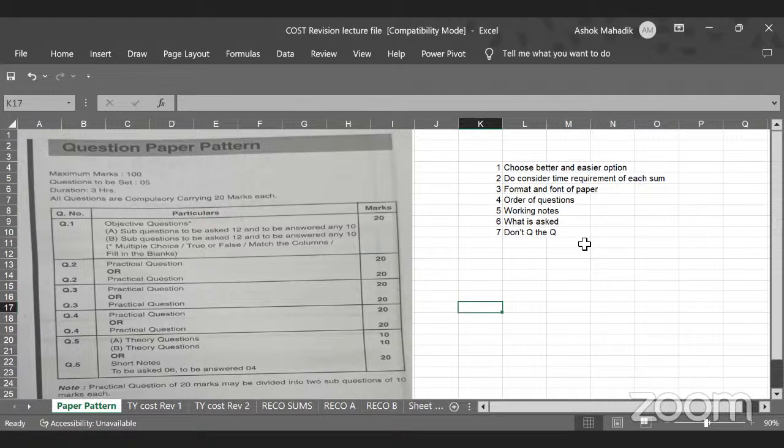And last and not least, don't question the question. Whatever the question says, just follow that. If they say staff salary and in the bracket you put factory, then that staff salary belongs to factory. Now we'll go to chapter number 1, cost sheet.